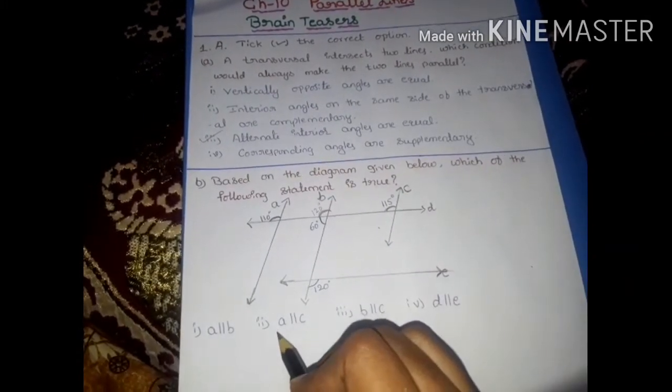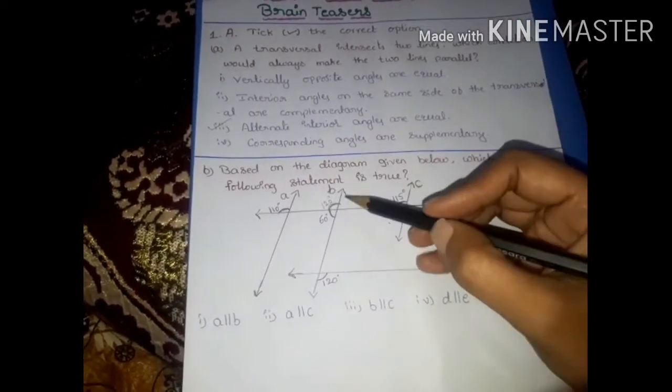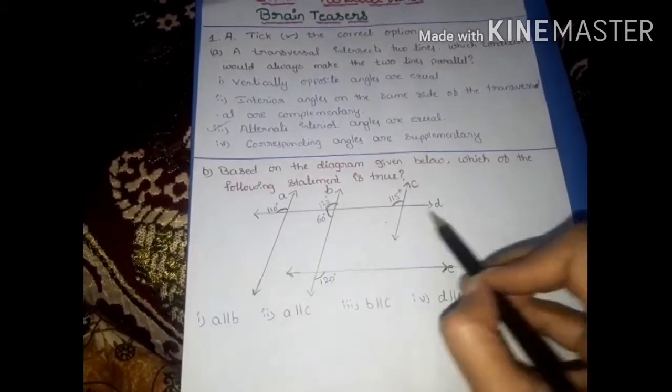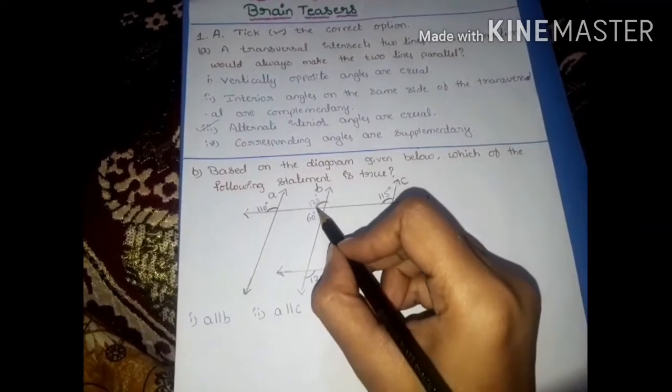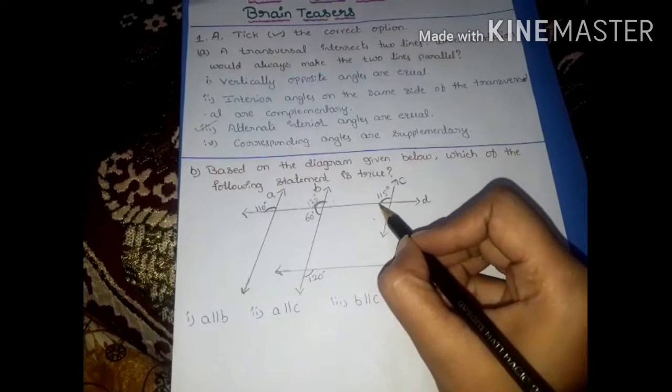Second option is also a wrong statement. Third, B is parallel to C. B line parallel to C line. Same, D line acts as a transversal here. Here also you can observe this is 120. We got 120 degrees here. Here 115 degrees already given.